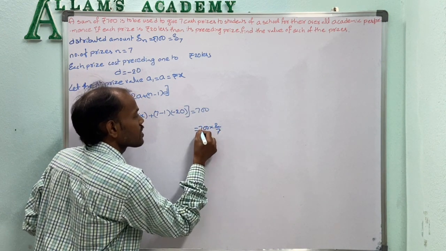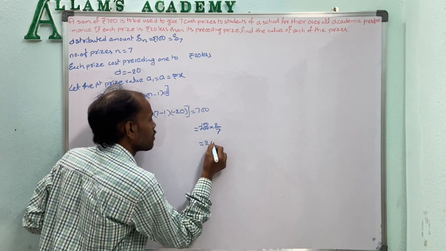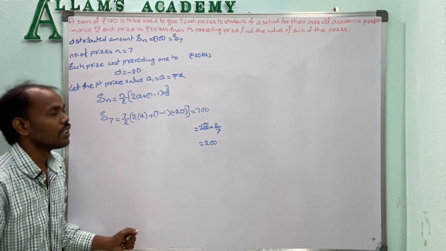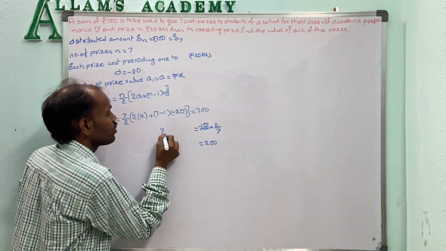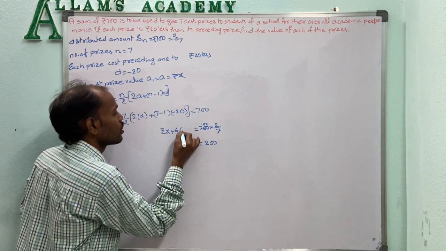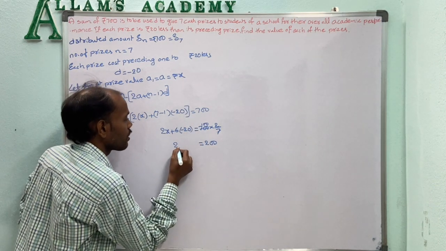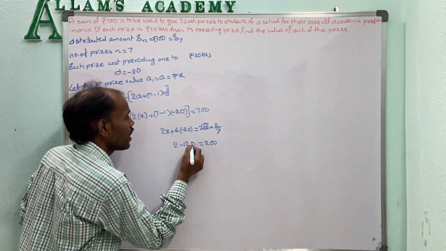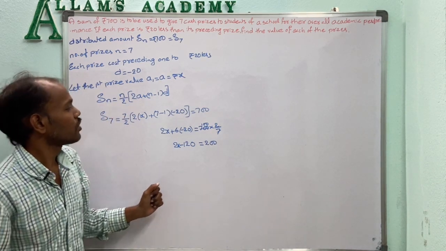So 7 ones are 7, 7 hundreds. So 100 into 2 is nothing but 200. Now 2 is multiplying with x, we get 2x plus 6 into minus 20. 2 into minus 20 is nothing but minus 120. So 2x minus 120 equal to 200.